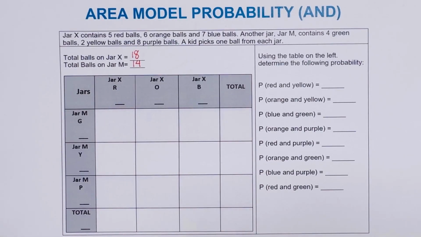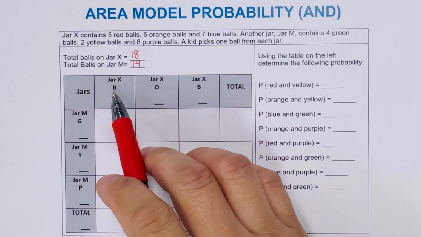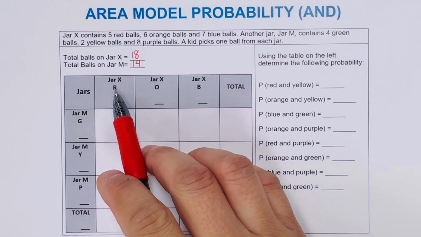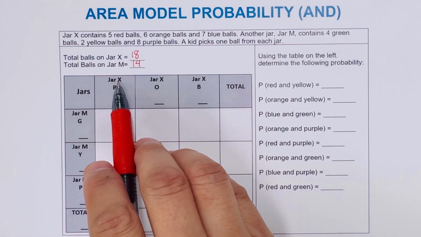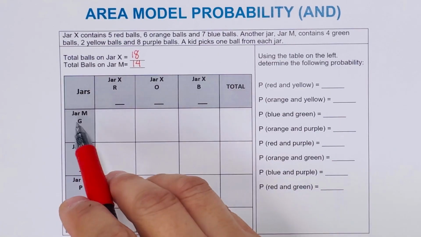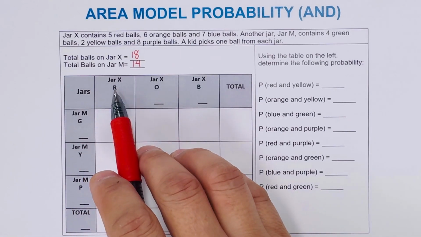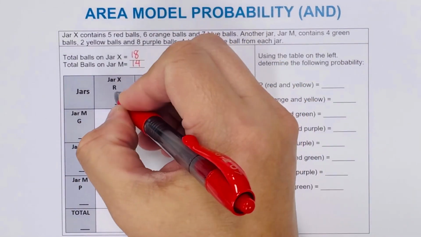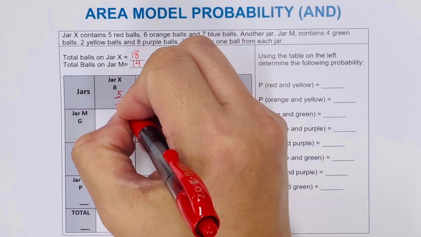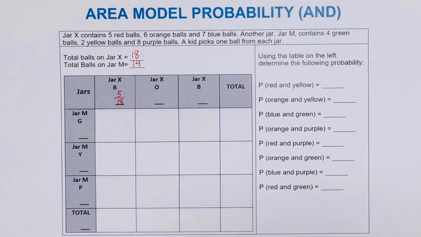So let's start with jar X first. We find how many red there are inside jar X. This is jar X on this side and jar M on this side. So how many red are there in jar X? 5. 5 out of what? 18, because inside jar X there are 18 total. And 5 of them are red. So that's 5 out of 18.